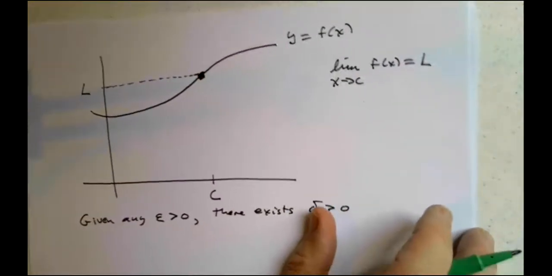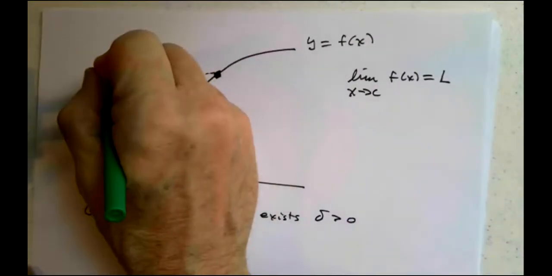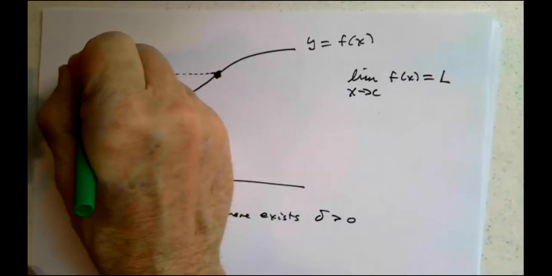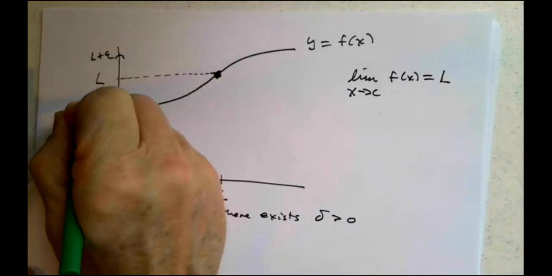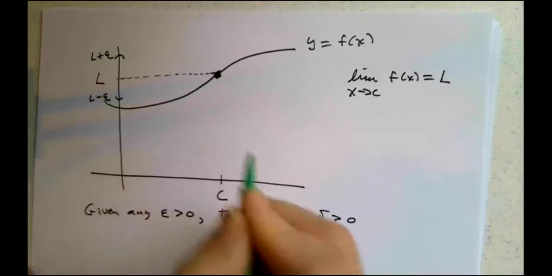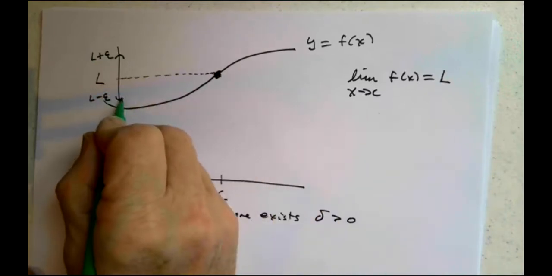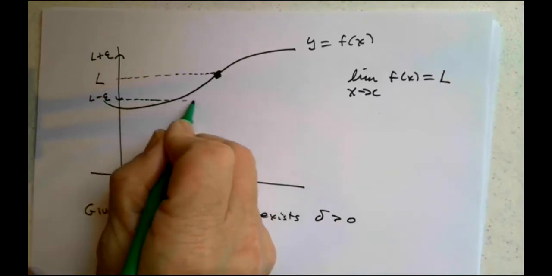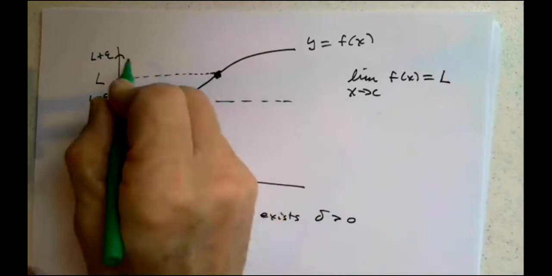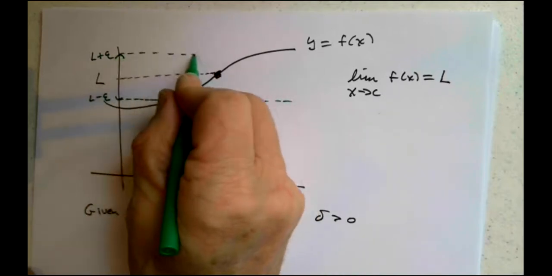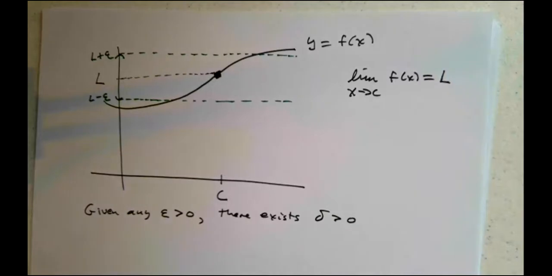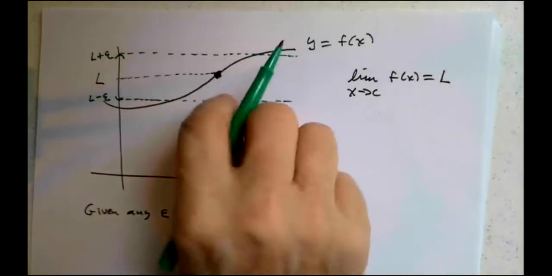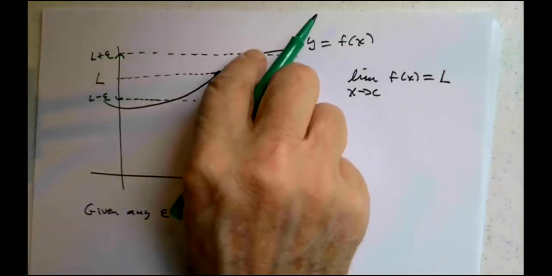It's a small number. So we're going to add epsilon to L. So this high end would be L plus epsilon. And on the low end, that would be L minus epsilon. And what this does, it creates a ribbon of values. This is a range of values, a lowest range and a highest range.